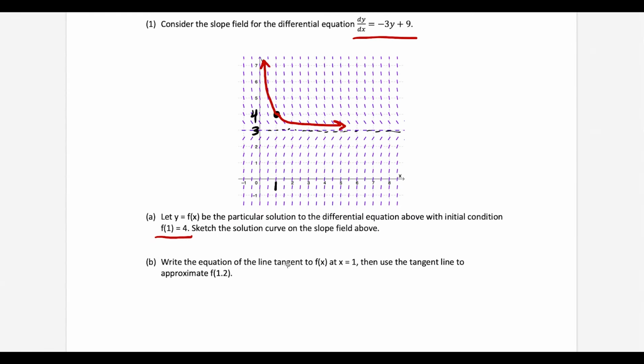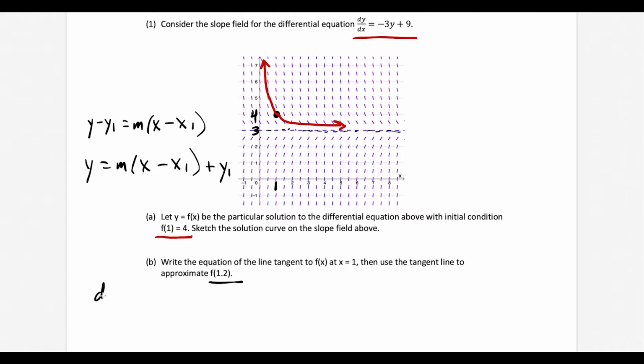So for the next part here, we want to write the equation of the line tangent to f of x at x equals 1, and then use that line to approximate f of 1.2. So for this, we need to know the equation of a line. We have y minus y1 equals m times x minus x1. And another detail here, you could just add the y1 to the other side and jump right into it like this. So we have m times x minus x1, and then we have plus y1 on the outside. So here, we need to know the slope at x equals 1. And notice at x equals 1, we have y equals 4.